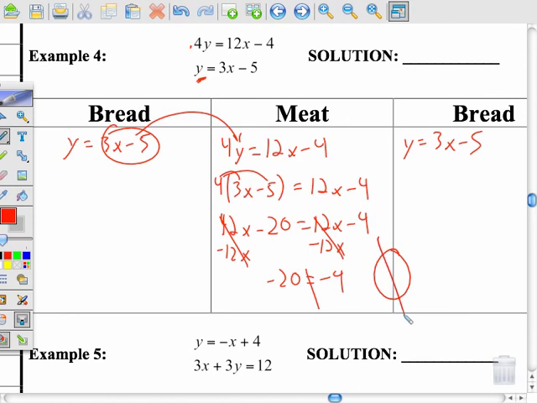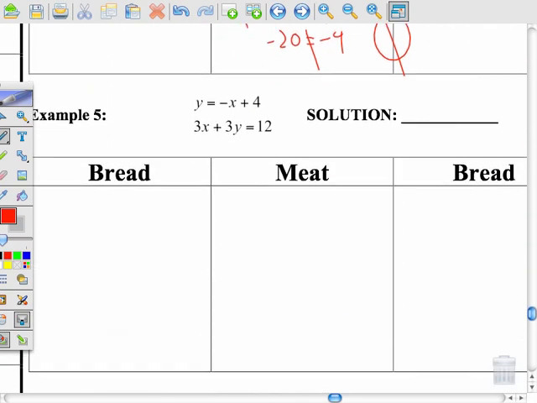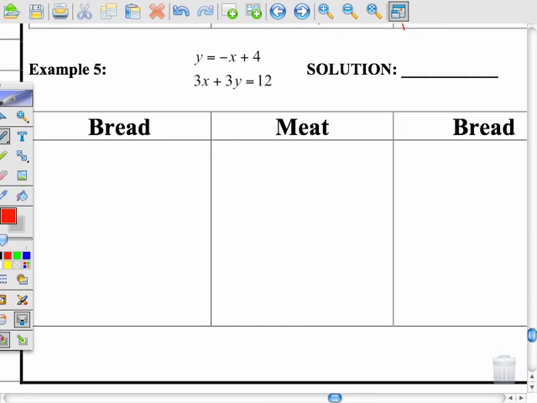Does negative 20 equal negative 4? No. So those are not equal. This problem has no solution. This would be parallel lines. And if you go back and look at your equations, if we divided both sides by 4 right here, your slope would be 3x, which is the same slope as this. There would be parallel lines. That circle with a line through it, let's just say it's no solution. Or you could write none, no solution. All those are good answers.